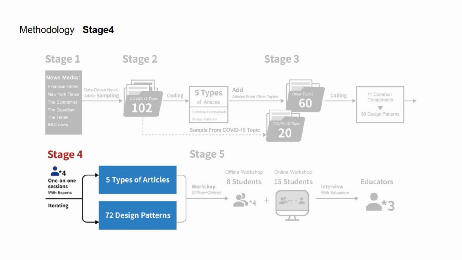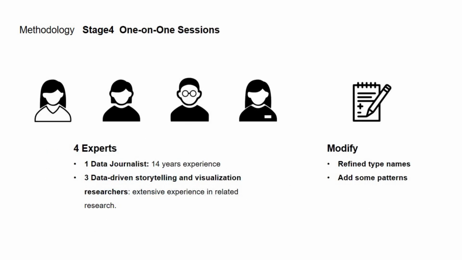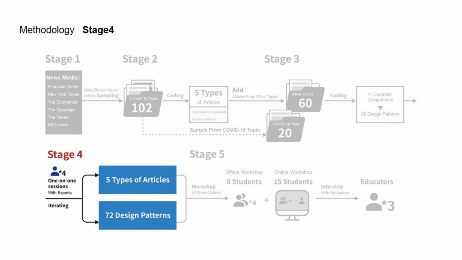We sought feedback on our classification of article types and design patterns through one-on-one sessions with 1 data journalist and 3 visualization researchers. This led to more refined names and descriptions for better clarity. Finally, we identified 5 types of data-driven news articles and 72 design patterns.